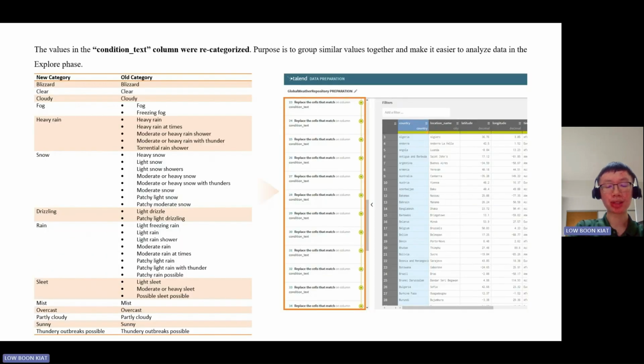We recategorize the values in the condition text column. The purpose is to group similar values together and make it easier to analyze data in the explore phase. For example, we categorize fog and freezing fog as fog.